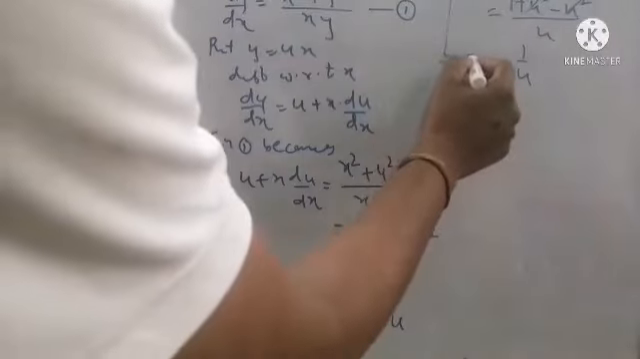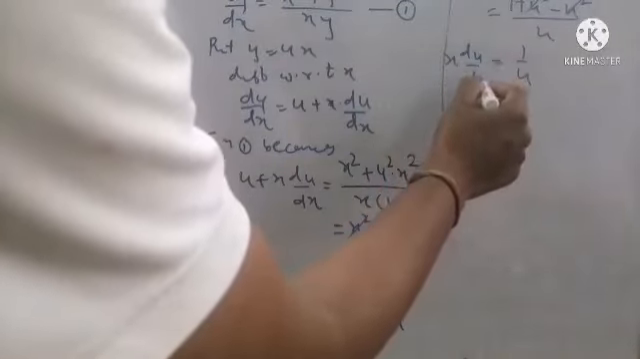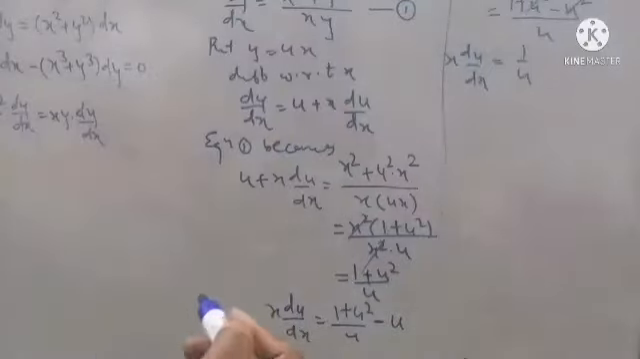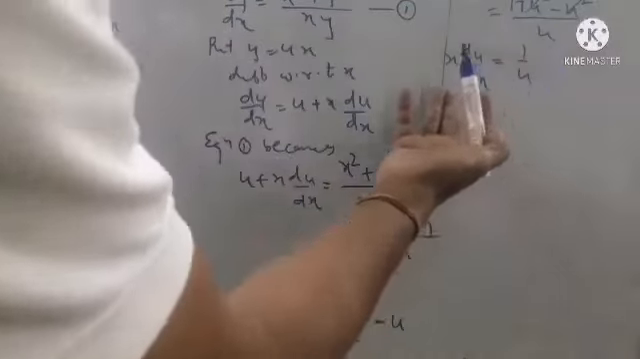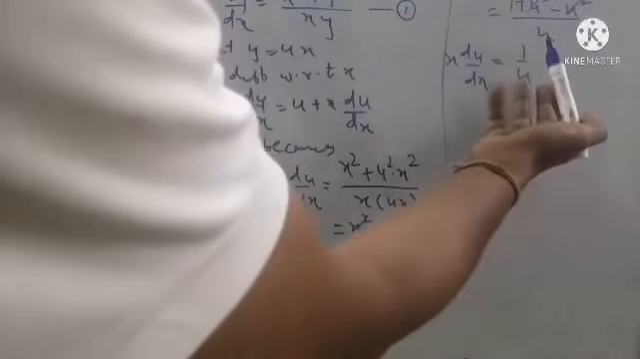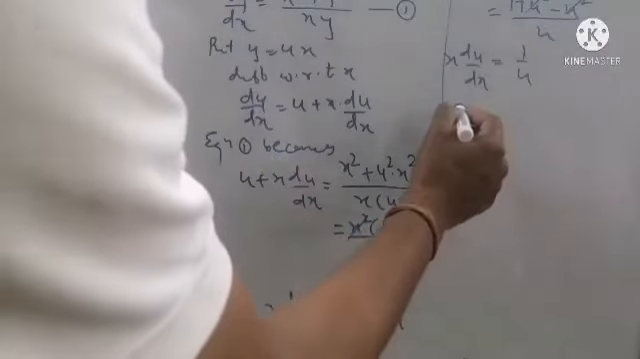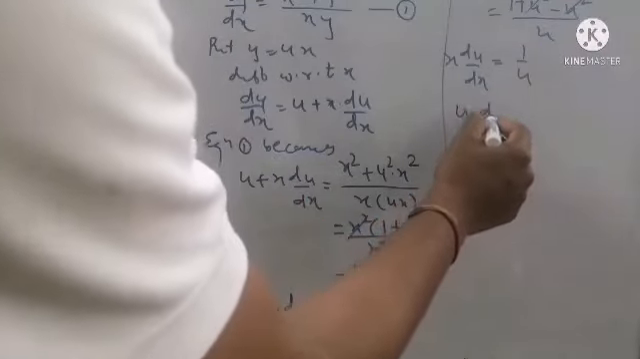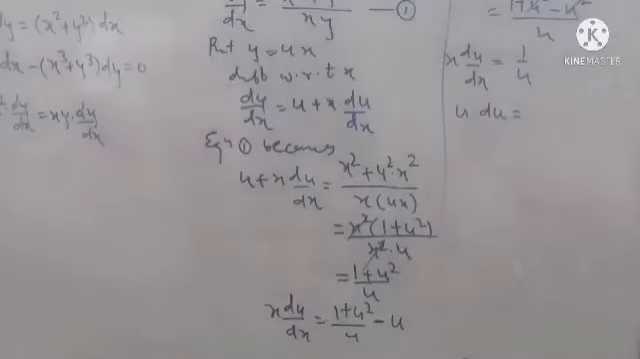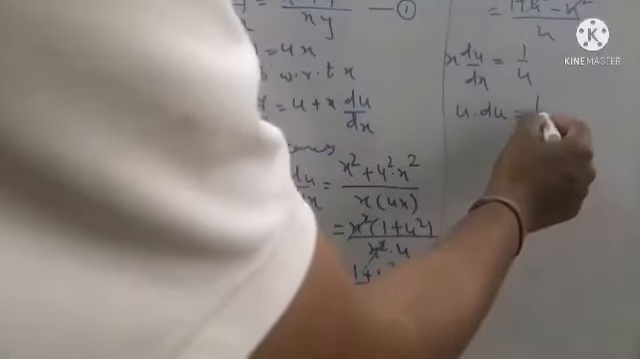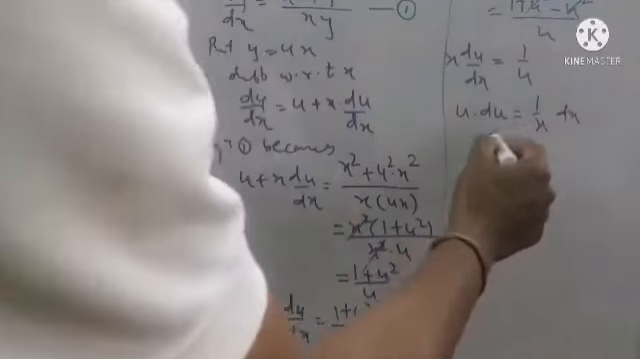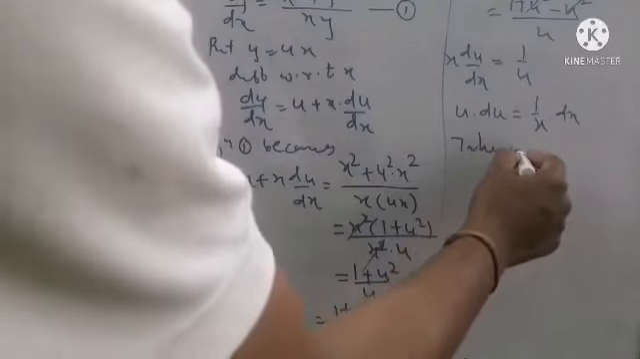Now as on the left hand side we have x into du by dx, the terms x and dx transfer to the right hand side, and this term of u we take on the left hand side. As it is in the denominator on the right hand side, we take it in the numerator, in product with du, and on the right hand side we have 1 upon x into dx. To solve we have to take only integration.